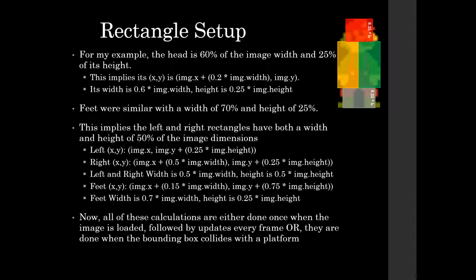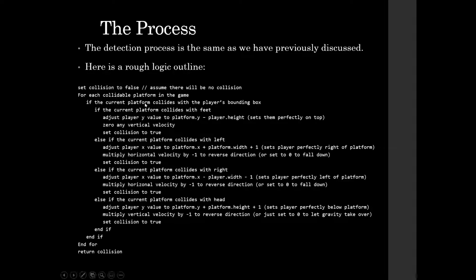So what is the actual process to do this? Just to clarify, it's exactly what I said before. We're going to do what we did before in terms of colliding with the entire bounding box. But what are we colliding it with? We're colliding it with every single platform. So for each collidable platform in the game, we're going to check to see whether the current platform collides with the player's bounding box. If it does, we're now going to test it against the 4 body parts.